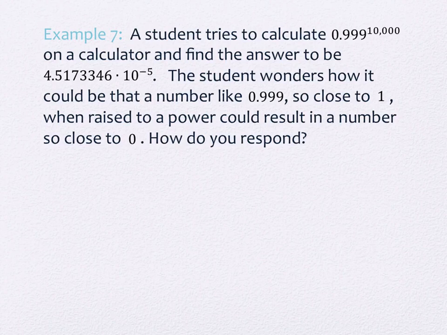It's almost 0. The student wonders how it could be that a number like 999 thousandths, which is so close to the number 1, right? So close that the gas station does it and we just ignore that last 9. Y'all know what I'm talking about, right? So close to the number 1, when raised to a power, could end up in an answer that's so close to the number 0. How do you respond?